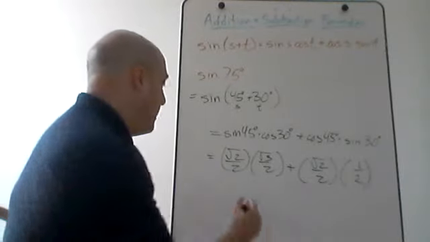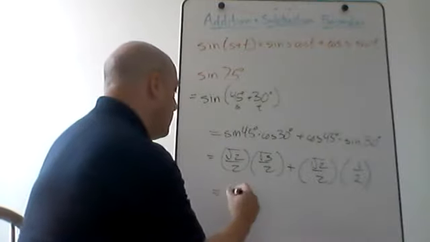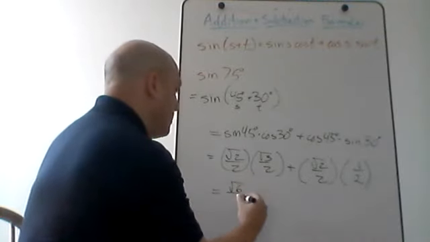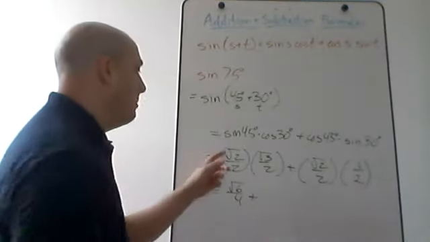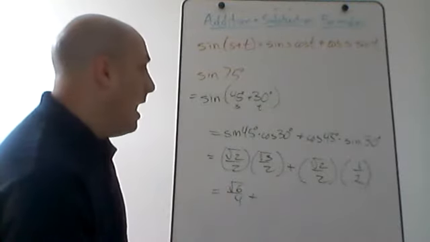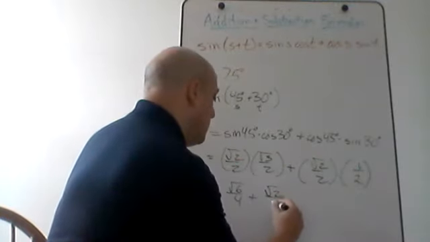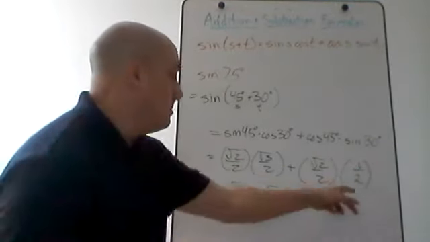All right, so I got all this. Now I need to simplify. So square root of 2 times square root of 3, that's going to be the square root of 6. 2 times 2 is going to be 4. Remember, when you're multiplying two square roots, you are allowed to multiply the numbers underneath the square roots. And then over here, square root of 2 times 1, well, that's just going to be square root of 2 over 4. Right, 2 times 2 gives us 4.